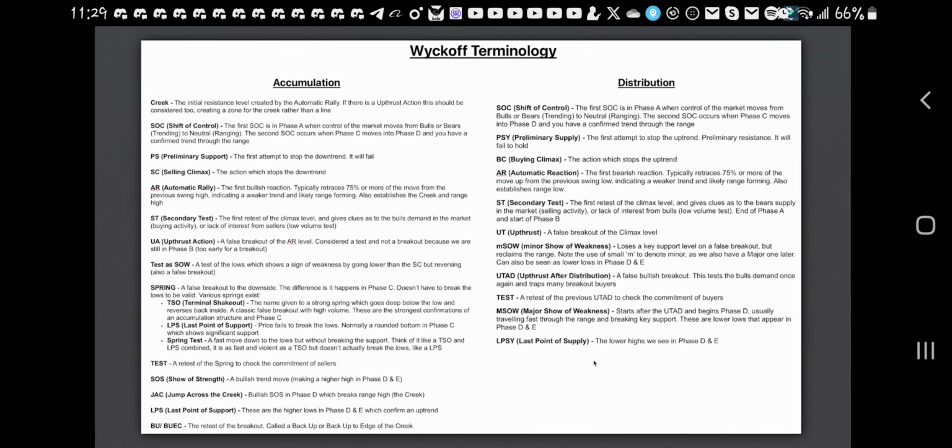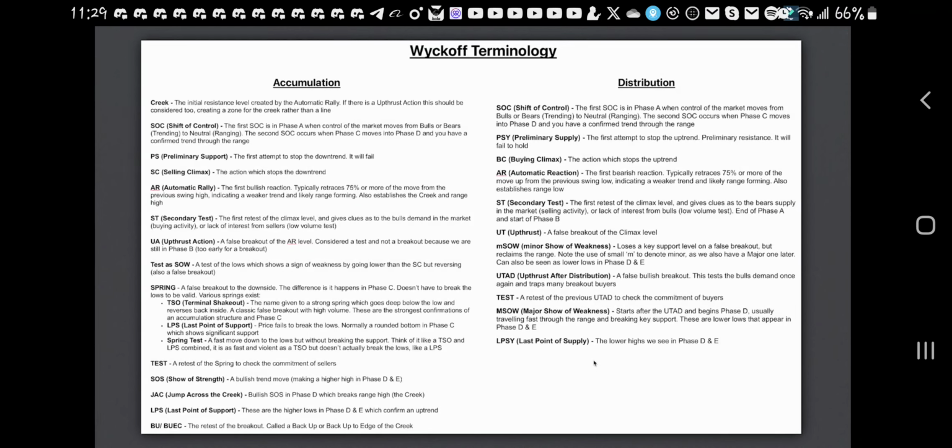LPS, last point of support. These are the higher lows in phase D and E. So the way markets trend up, of course, is you have higher highs and higher lows. So those higher lows that progressively form are LPS. And then you have the BU or BUEC, which is a retest of the breakout. It's called a backup or backup to the edge of the creek.